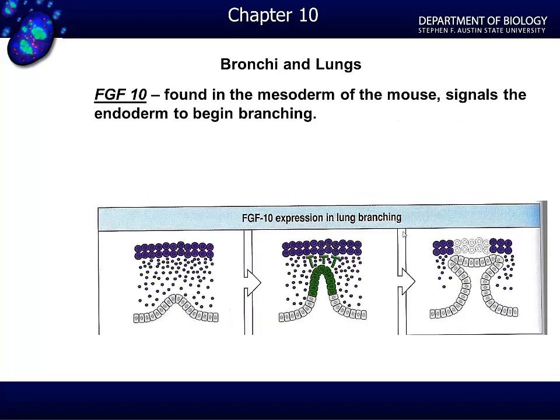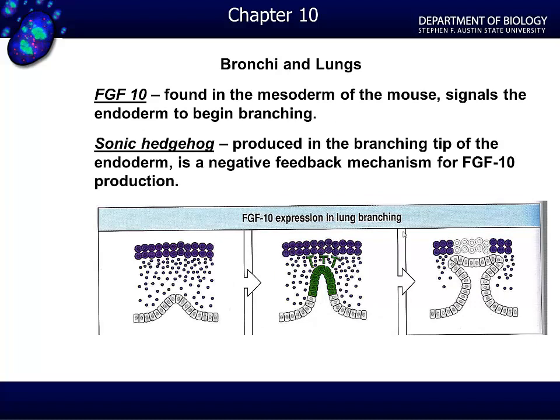Now, as we look in higher organisms, in mouse, for instance, we do find FGF10 that is produced by the mesoderm. In this case, we've got mesoderm again in purple. Here's our FGF10. But what's going to happen as we begin to branch, and as our endoderm gets closer and closer, that gradient gets higher and higher, we're going to reach a point that the endodermal cells are going to begin to secrete this green material, and this is sonic hedgehog. SHH is the abbreviation.